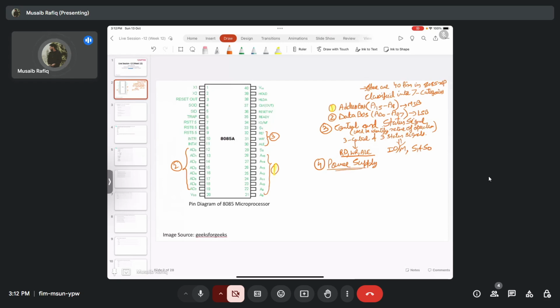So for power supply, there are two signals or two pins, you can say. One is VCC and another is VSS. VCC is connected to 5 volt and VSS is connected to ground. So let me just mark these. This is power for 4.